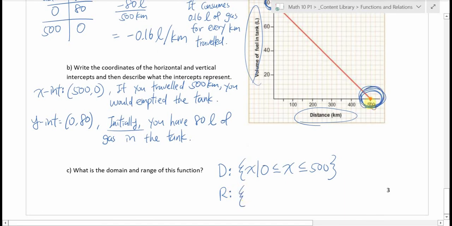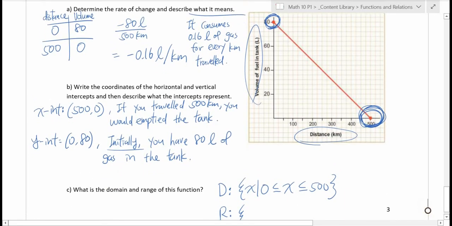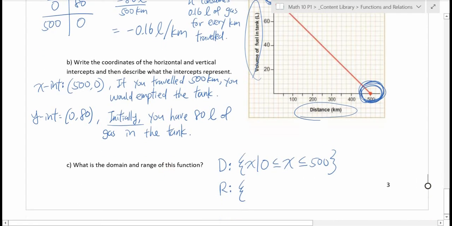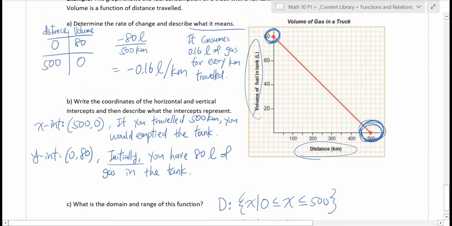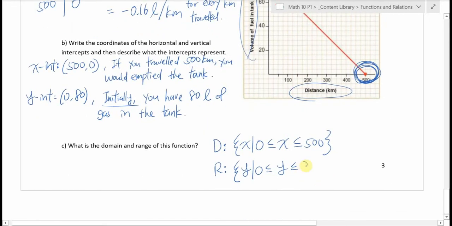Whereas the range, we're looking from the lowest point to the highest point. The lowest point is right here. The highest point is right here. Okay, so remember, range is the set of y values such that the lowest y value is 0. So y is greater than or equal to 0. But y is less than or equal to the biggest y value, which in this case is 80 liters of gas. So there is your range.